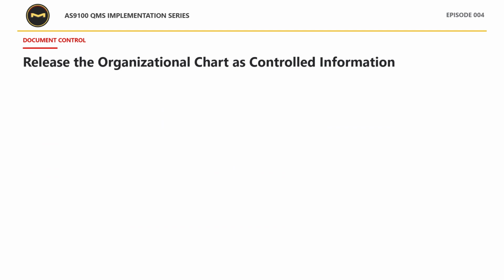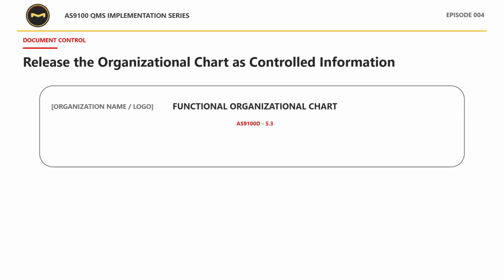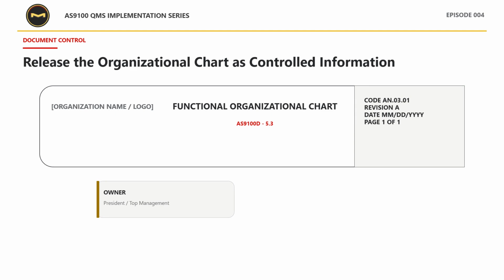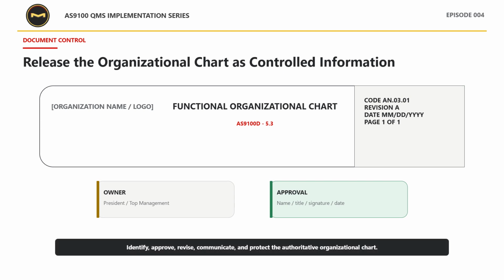Finally, control and communicate the approved chart. Give it a title, code, revision date, owner, and approval. Release one authoritative version and withdraw obsolete copies. Align job descriptions and delegated authorities with it.